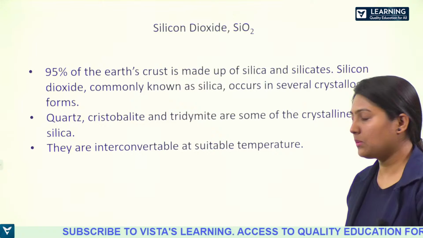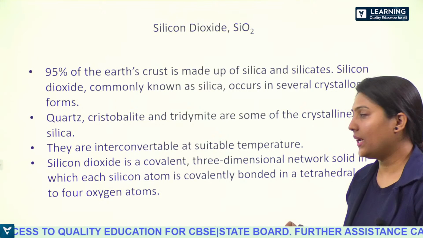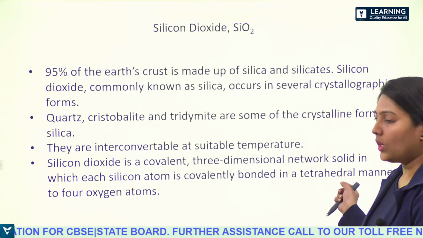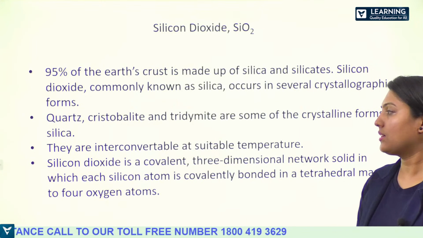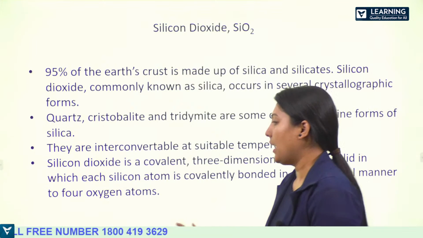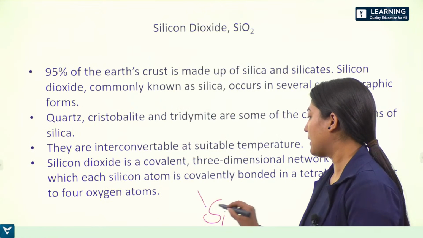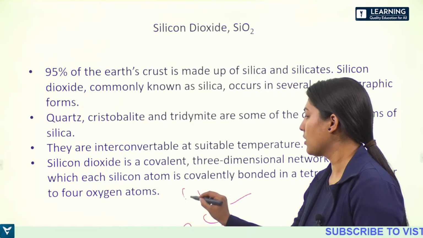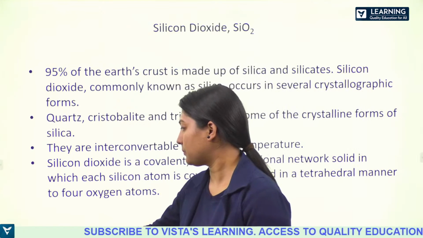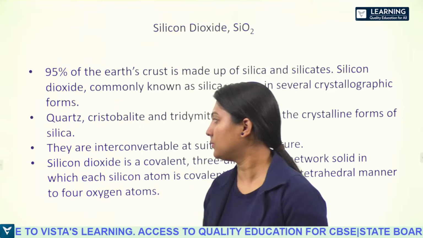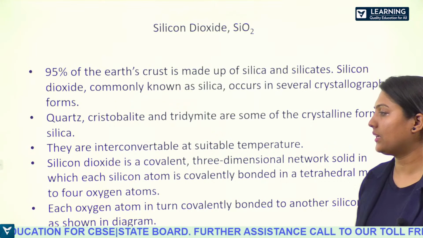They are interconvertible at suitable temperature. Silicon dioxide is a covalent, three-dimensional network solid in which each silicon atom is covalently bonded in a tetrahedral manner to four oxygen atoms. So one single silicon will be bonded to four oxygen atoms, in a tetrahedral manner. Each oxygen atom in turn is covalently bonded to another silicon atom, as shown in the diagram.